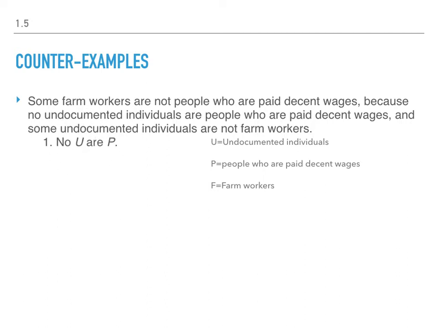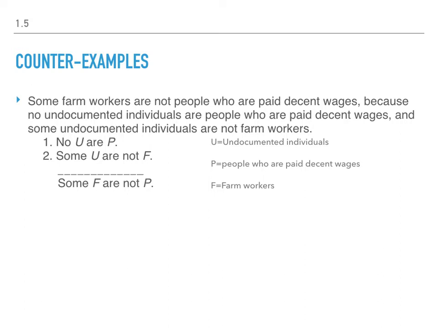So now translating that, the first premise says that no U are P, no undocumented individuals are people who are paid decent wages. The second premise says some undocumented individuals are not farm workers. Some U are not F. The conclusion is the first sentence there. Some F are not P. So now we have the argument's form. We've represented it in standard form, having our premises numbered, indicating which thing is the conclusion.